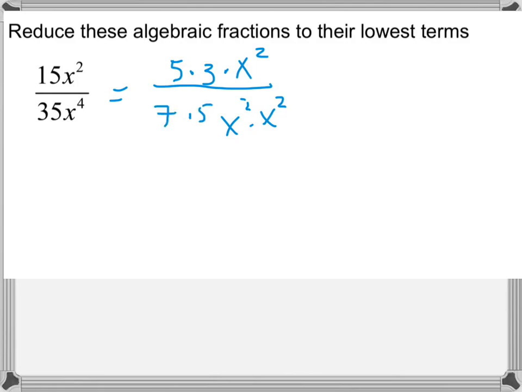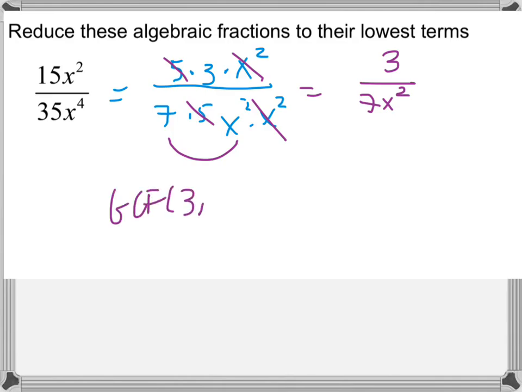So let's cancel what we have. We have a 5 and a 5 in the numerator and denominator, x squared and x squared, and then let's rewrite what we have. In the numerator, we have 3. In the denominator, we have 7 times x squared, so we have 7x squared. Now, is this in lowest terms? Well, the GCF between 3 and 7 is 1, and there's nothing else to cancel with the variable term. So this is in its lowest terms.